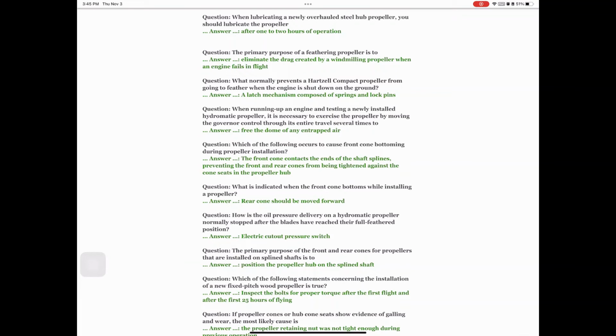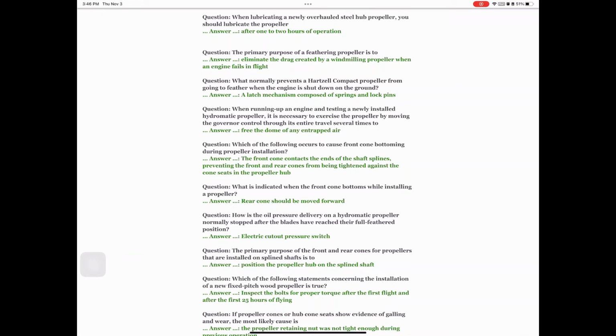Question: the primary purpose of a feathering propeller is to? Answer: eliminate the drag created by a windmilling propeller when an engine fails in flight. Question: what normally prevents a Hartzell compact propeller from going to feather when the engine is shut down on the ground? Answer: a latch mechanism composed of springs and lock pins.